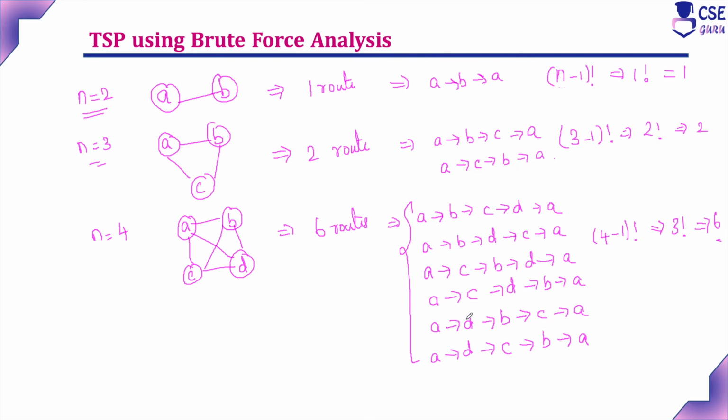Since the brute force approach will consider all the possible permutations, and for each permutation, it has to compute the route cost. Generally, the time complexity of the brute force approach is O of n factorial. That is, the time complexity f of n belongs to O of n factorial. So this is the time complexity of the brute force approach.